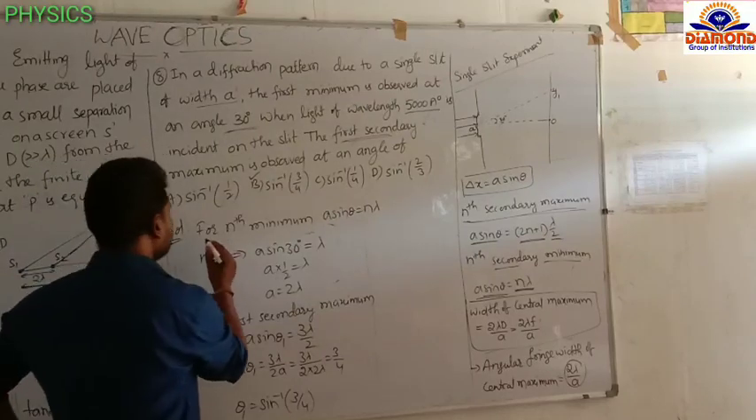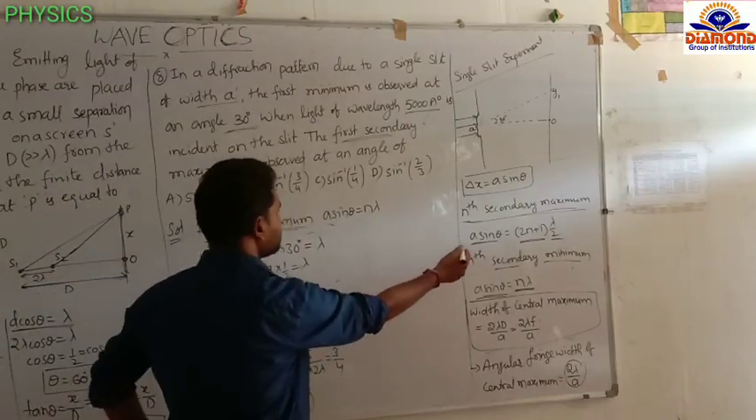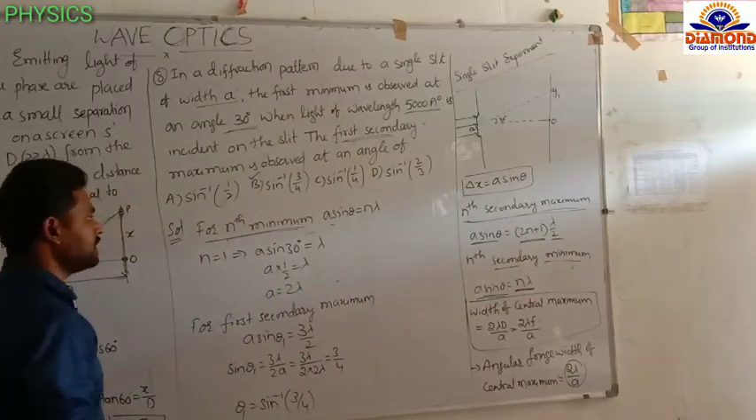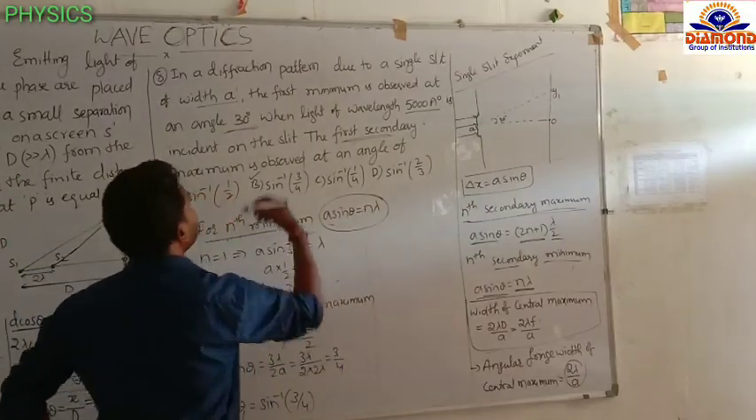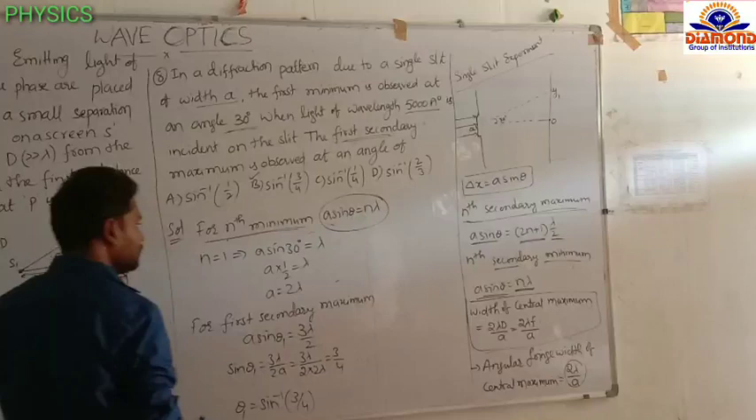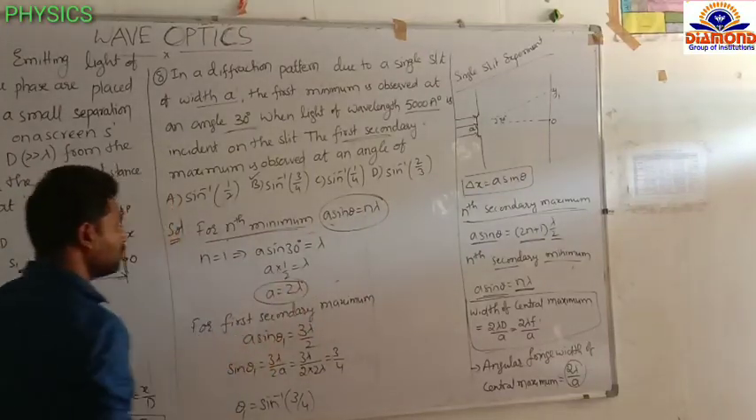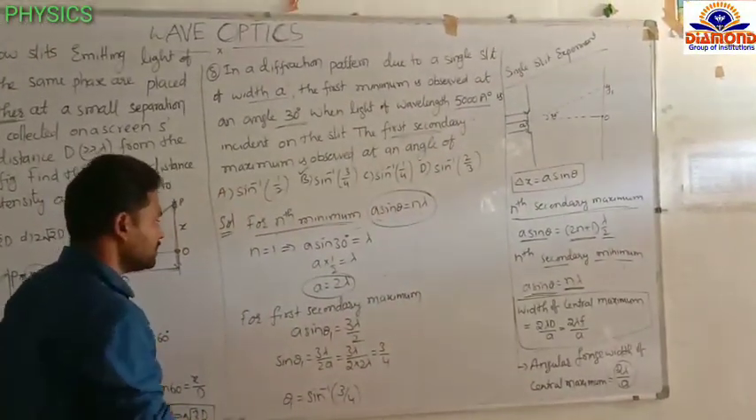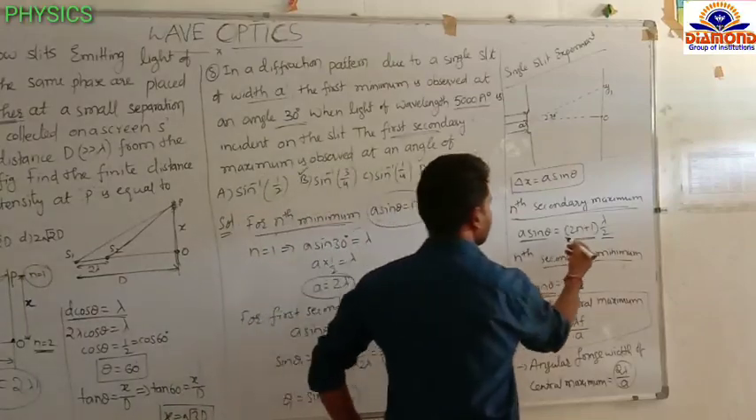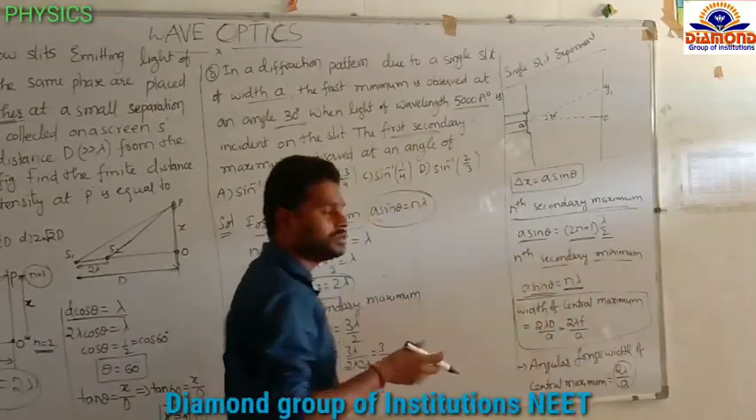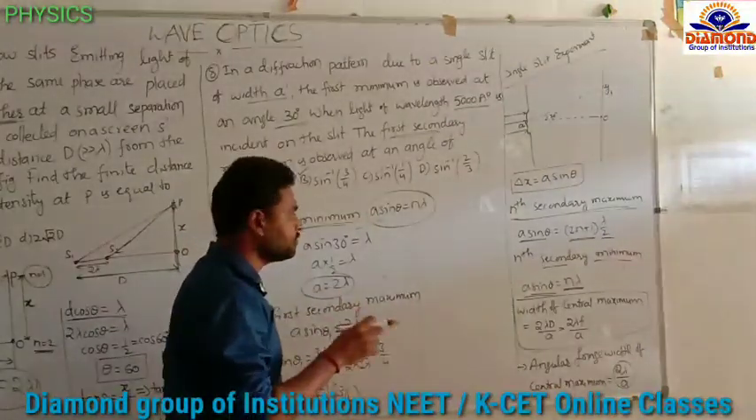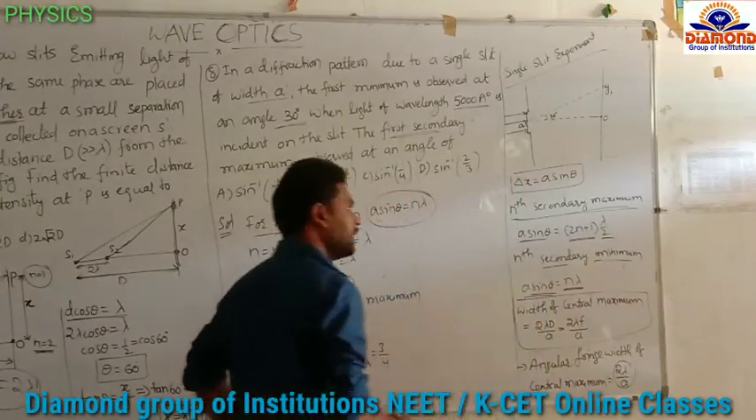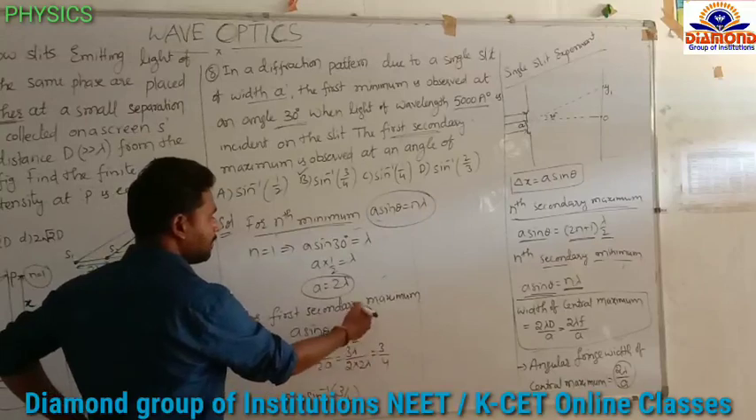So for the nth minima, the formula we already discussed: a sin theta equal to n lambda. Here they mention first minima, so n equal to 1. Substituting, we get the slit width equal to 2 lambda, and they are asking what is the angle made by the first secondary maxima. For secondary maxima the formula is a sin theta equal to (2n plus 1) lambda by 2. If n equal to 0, that is the central maxima, and n equal to 1, that is the first secondary maxima. So now n equal to 1, if we substitute we will get 3 lambda by 2. So now a sin theta 1 equal to 3 lambda by 2. At what angle?